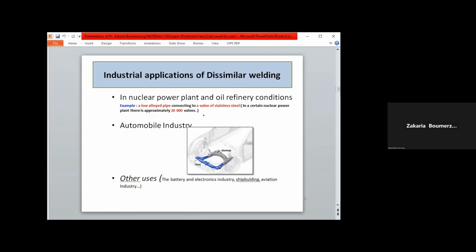approximately 20,000 valves. It means 20,000 dissimilar welded joints. Other applications are in the automobile industry, as shown in this figure, and other uses like the battery, electronic industry, ship building, aviation industry.